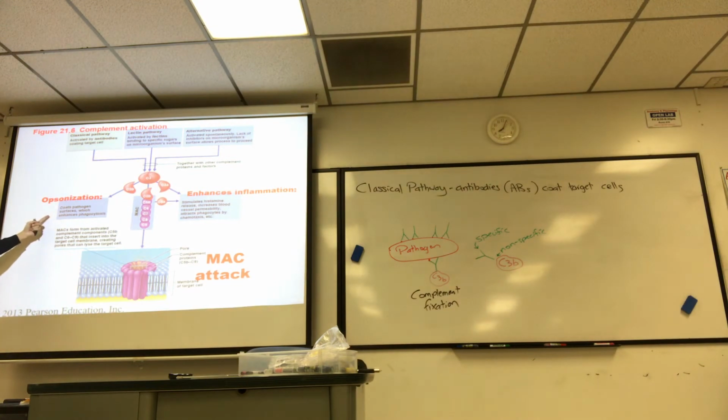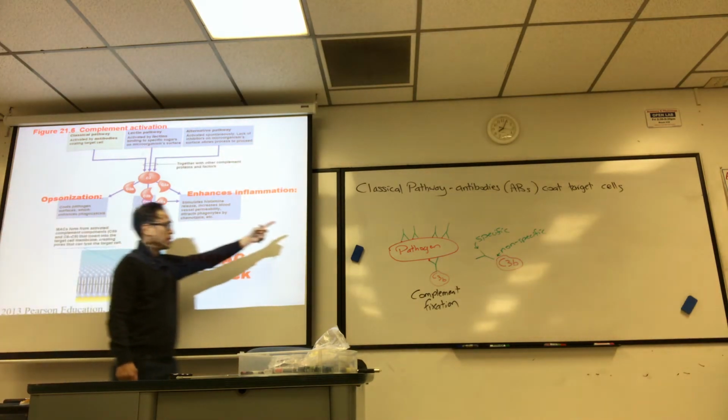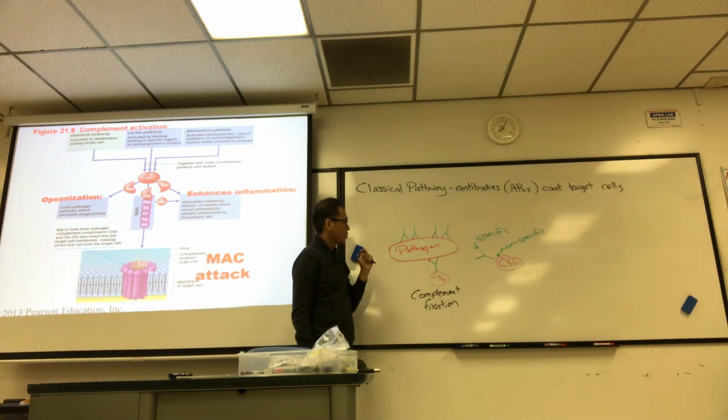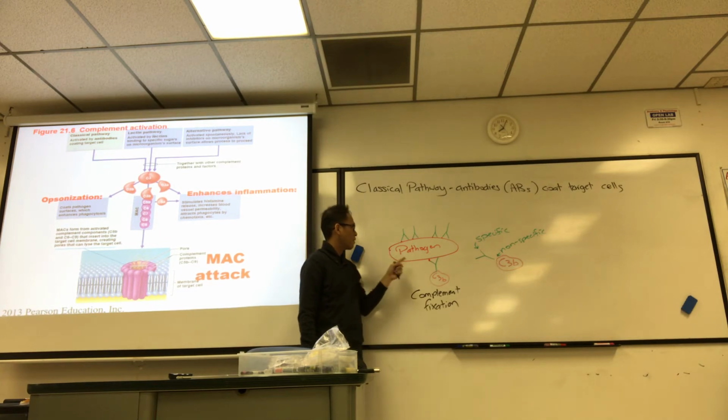So by doing this, they call this opsonization, where you coat pathogens with the antibodies and fix complement. What you're doing is you're increasing the chance that this thing will be phagocytized.